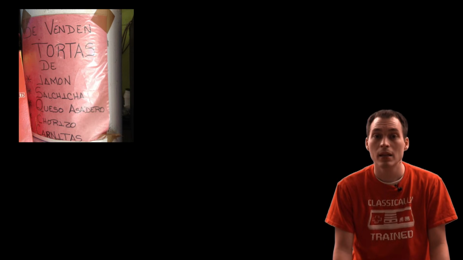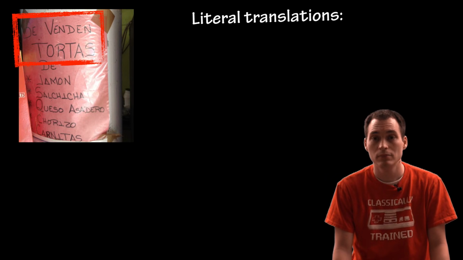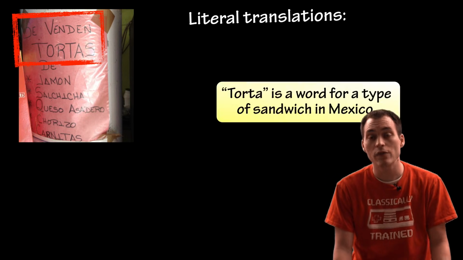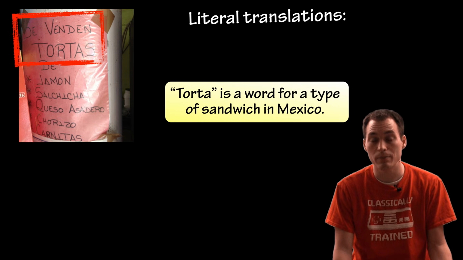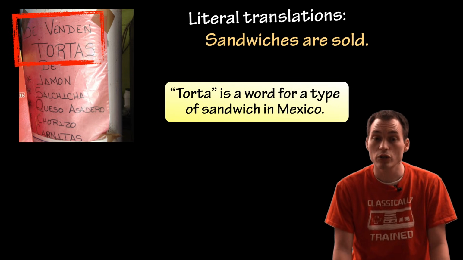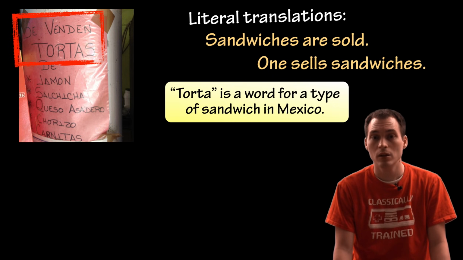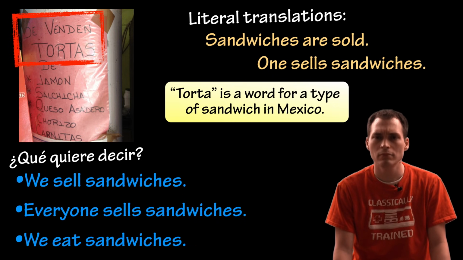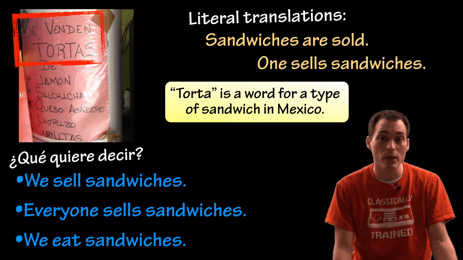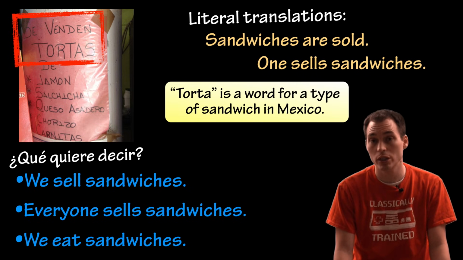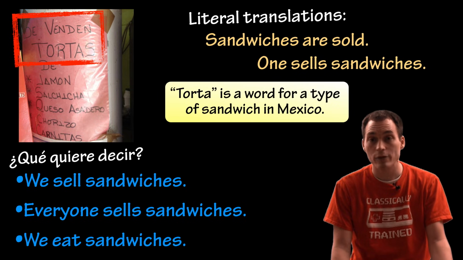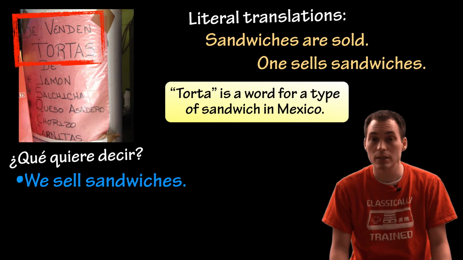Uno más. Se venden tortas. The literal translations here, if you know that tortas are a type of sandwich in Mexico, sandwiches are sold, or one sells sandwiches. ¿Qué quiere decir? Maybe we sell sandwiches, everyone sells sandwiches. Here the people advertising are saying, we sell sandwiches.